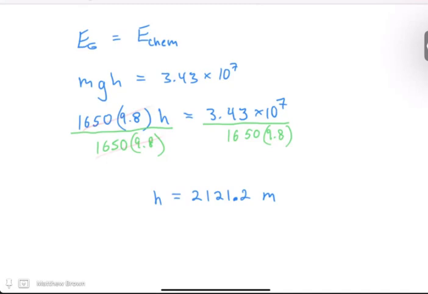Now, doing that is not always that simple, and you usually don't get 100% efficiency. That is, you're not able to convert all of that. You're going to have a lot of other losses like heat and whatnot. So it probably wouldn't get us all of that height, but in theory, that's what you could do, which is kind of cool.